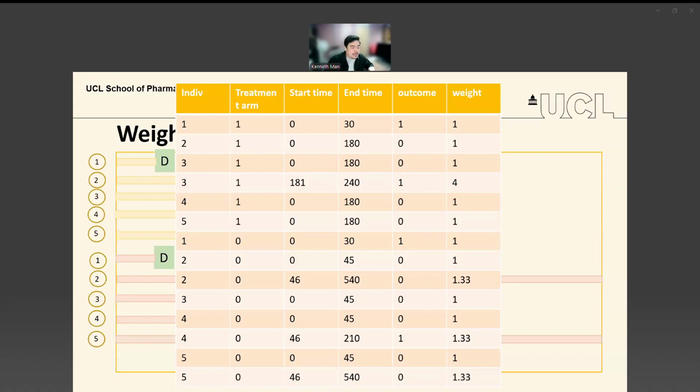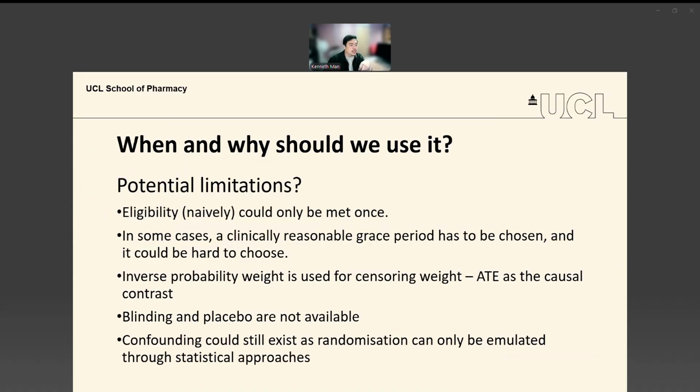So there were only 3 patients who received the upweighting of 1.33 at day 46, when patient number 2 was being censored. So it's the basic data set of the clone-censor-weight approach. With these data sets, you could simply fit a time-to-event model for the analysis. And that is how it typically looks.